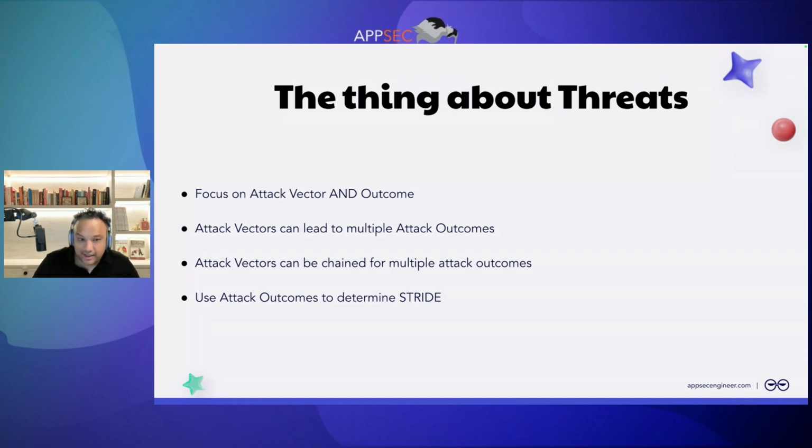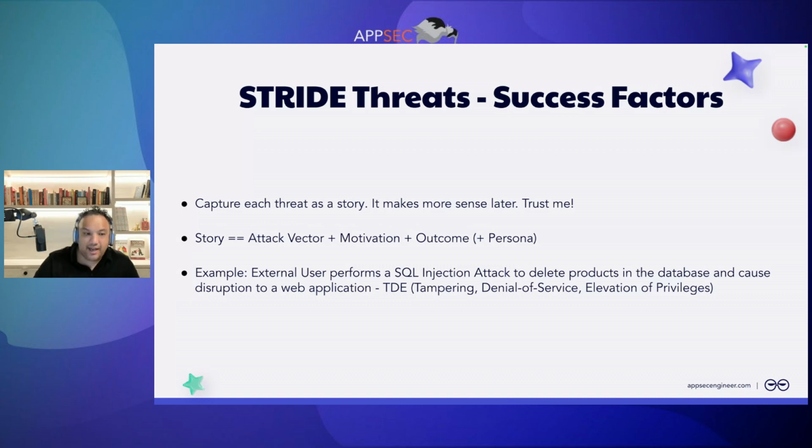So when you are writing threat scenarios, you should ideally write it as a single line story. I always talk about this in my classes: when you're coming up with a threat scenario, you need to write it like a single line story, right? Attack vector, motivation, outcome, and if you can, capture the persona as well. External attacker performs SQL injection attack against the application to delete products in the database and cause disruption to the web application, right? Now, this is how I write a threat scenario.